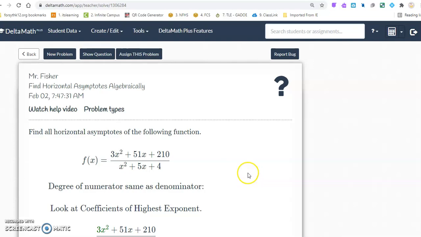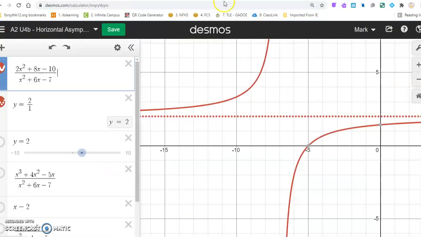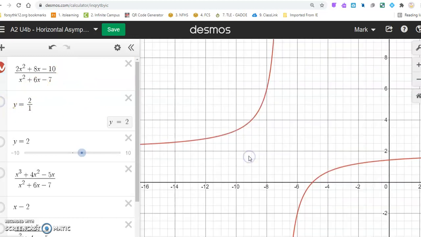Okay, we're looking at finding horizontal asymptotes algebraically, so these are the kind of problems you're going to see. Before we get into this, it looks complicated, but it's really not. I want to show you something in Desmos, and here's a typical graph.